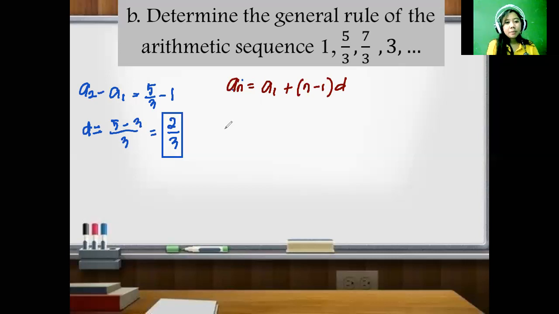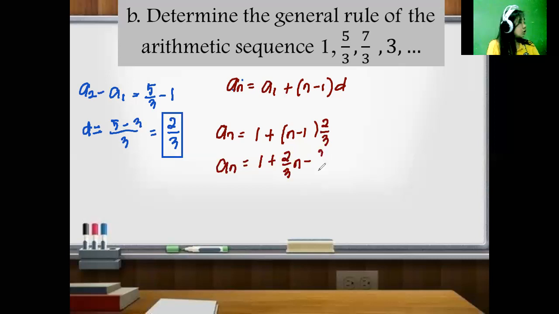Okay, so a sub n, what is the value of a sub 1? So we have 1 plus n minus 1. What is the value of d? Our common difference is 2 thirds. Okay, so now let us distribute. Okay, using distributive property, let's multiply 2 thirds to n minus 1. So we have 1 plus 2 thirds times n is equal to 2 over 3 times n. 2 thirds times negative 1 is negative 2 thirds.